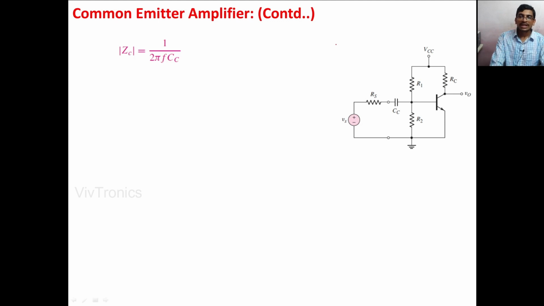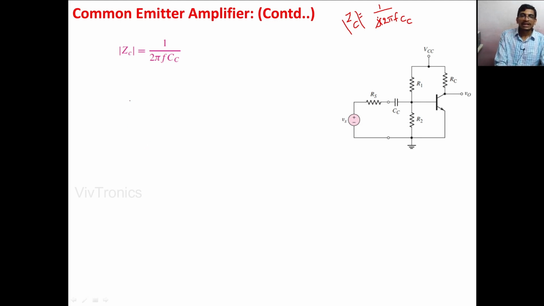circuit. In this circuit, the reactance of the coupling capacitor Zc can be written as 1 by 2 pi f Cc. So the reactance Z of a capacitor is 1 by j omega C, where omega is nothing but 2 pi f. Here C is nothing but the coupling capacitor Cc, which becomes Zc. If you take the modulus of Z, we can remove the j from this equation, which will be equal to 1 by 2 pi f Cc.